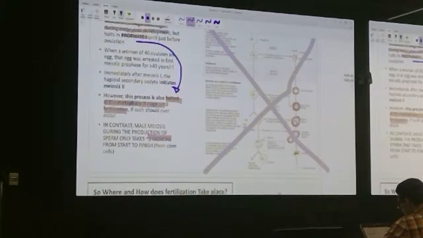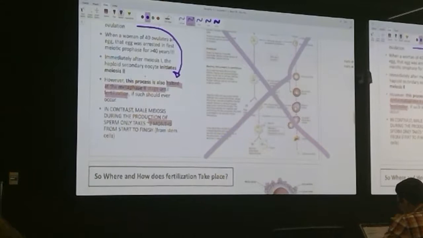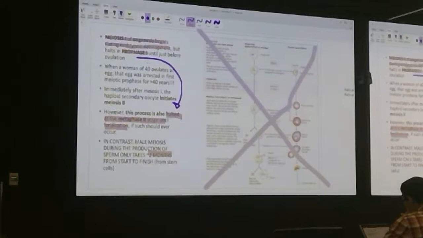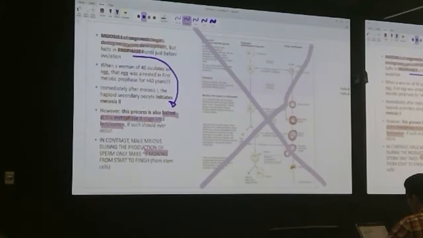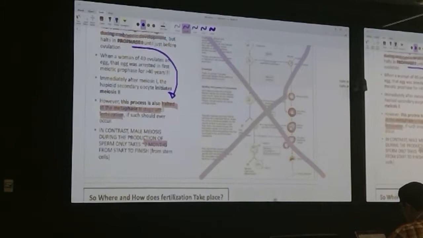Hold on, wait, I haven't seen this in a while. Oh, okay. So let's start over. When a baby is born and she's a female, her eggs are in prophase 1. When she goes through puberty, she goes all the way to metaphase 2. Yeah, metaphase 2. When she ovulates, which means puberty.